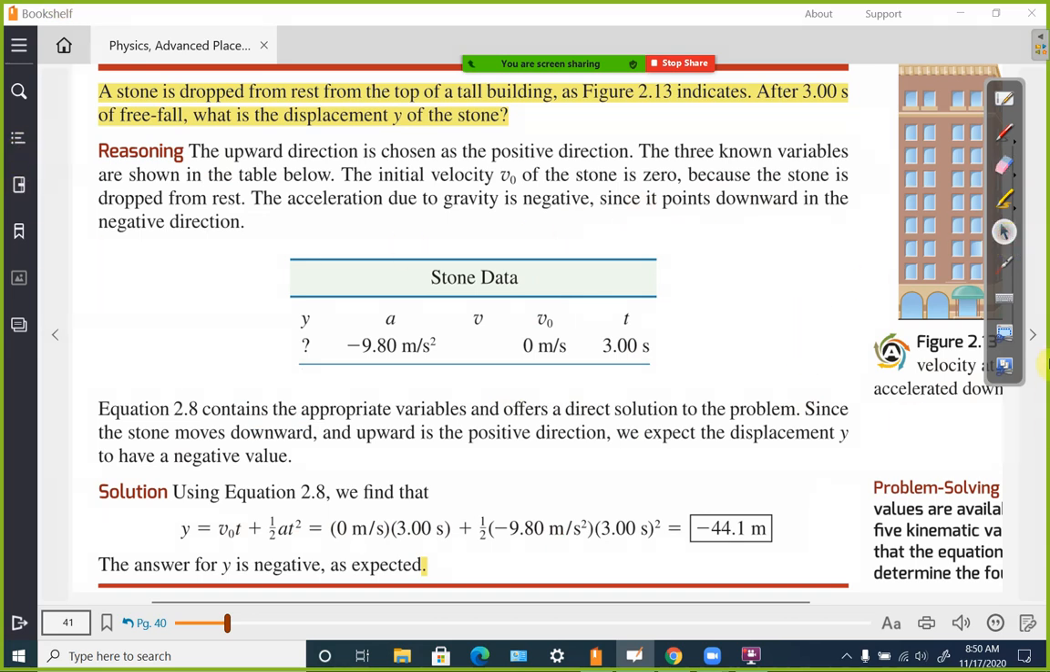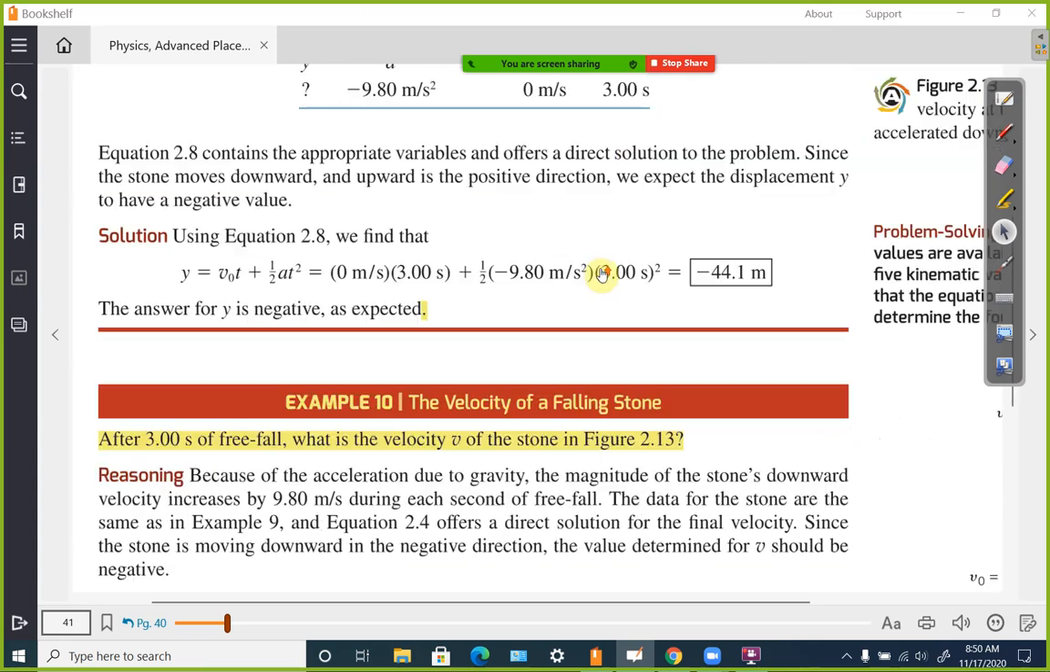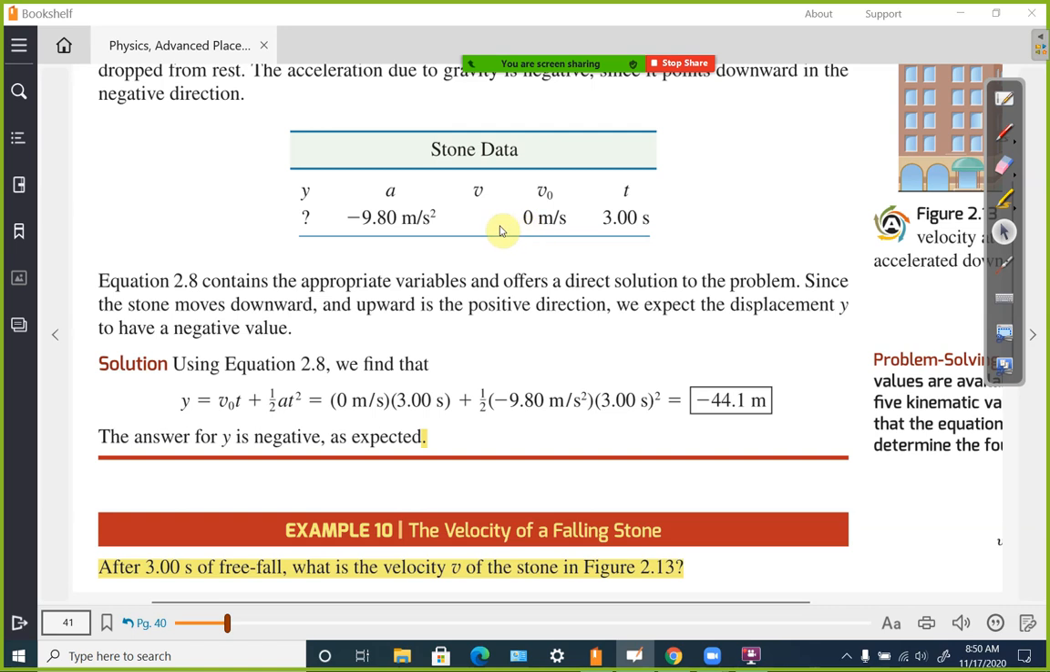Now, we're going to move on down here, and they're going to ask in example 10 the velocity of the free-falling stone now. So after 3 seconds of free fall, what is the velocity v of the stone? Well, what you have to do is you have to come back up here, and you would still use all this information, okay? You now have y, you now have a, you now have v sub 0, and you now have t. The only thing that you're looking for is v. Well, what's the difference between v sub 0 and v? Well, v sub 0 is my initial velocity, where v is going to be my final velocity, right? It's going to be my final velocity.